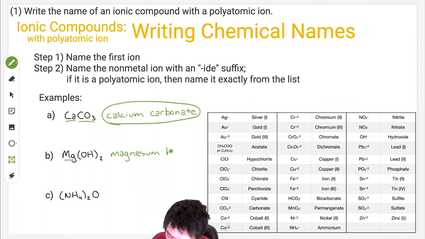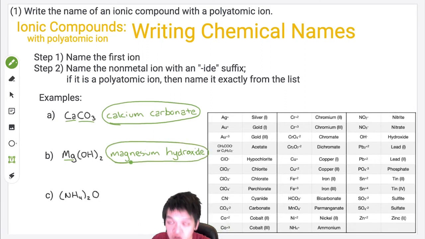So I'm going to add the name to this ending right here. It doesn't matter that there are 2. We're still going to name it the same way. So this compound is called magnesium hydroxide.